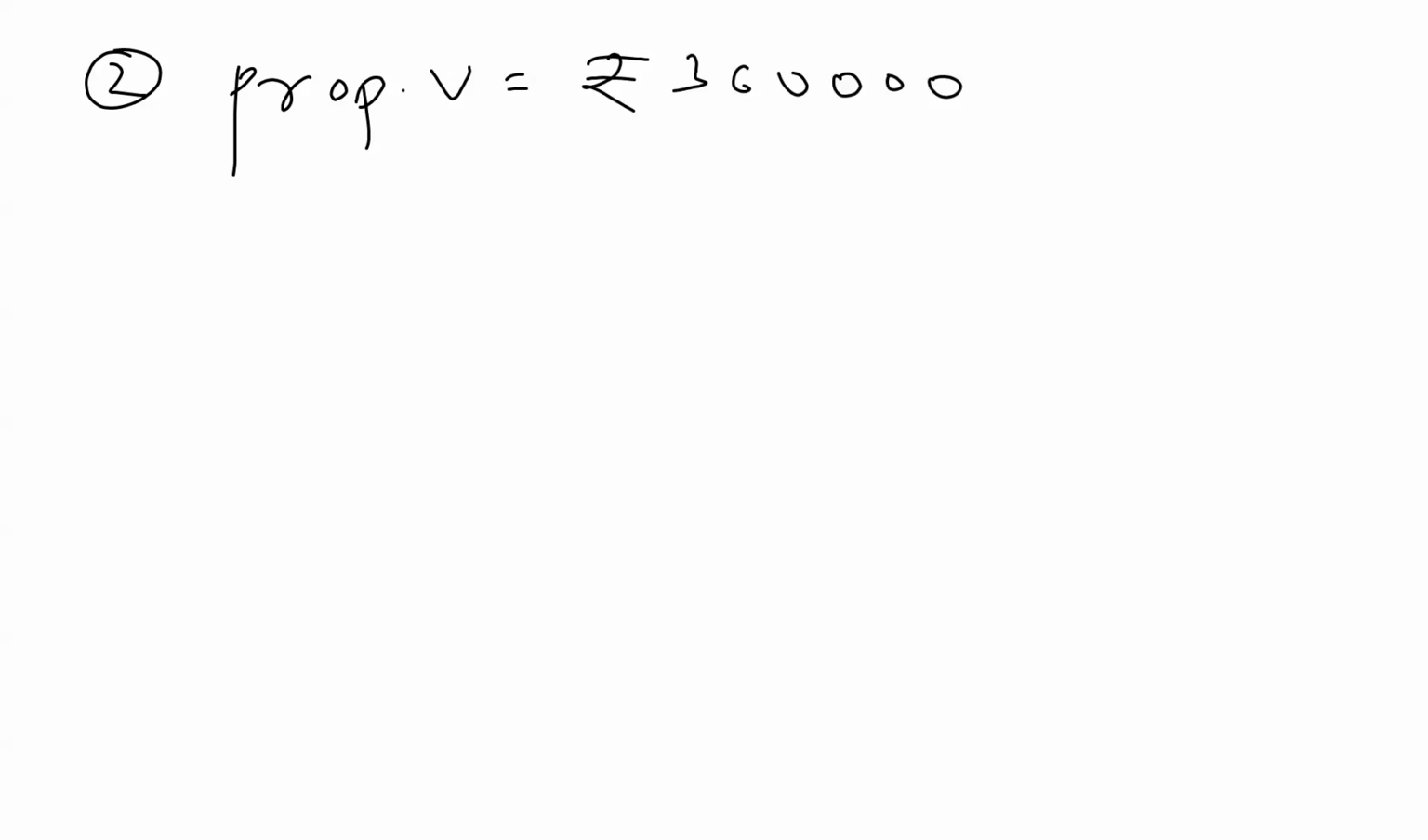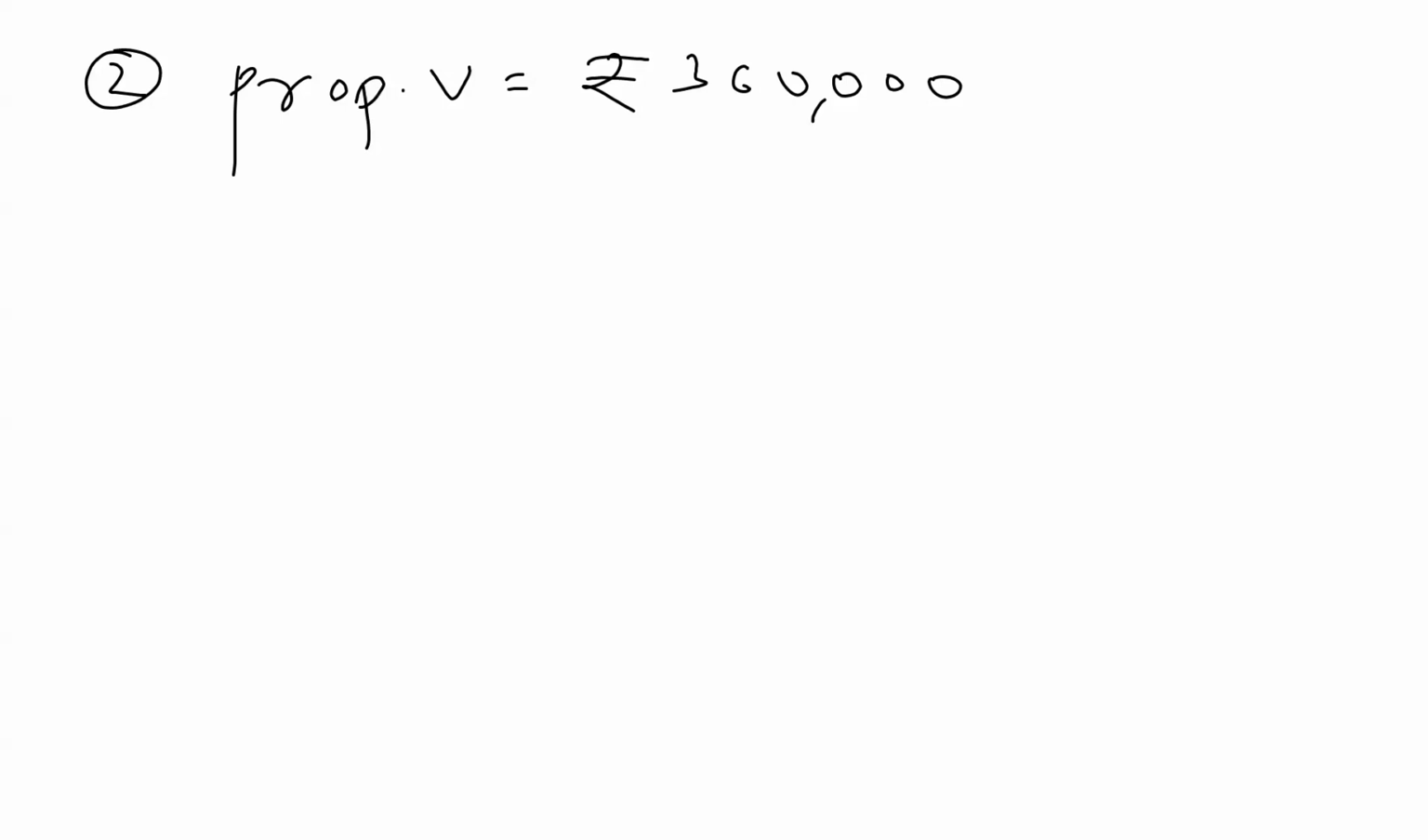Second problem, same exercise 2.1. Okay, so the shop is valued at 3,60,000. So the property value is equal to rupees 3,60,000. Okay, for 75% of its value. Okay, shop is valued at 3,60,000 for 75% of its value.